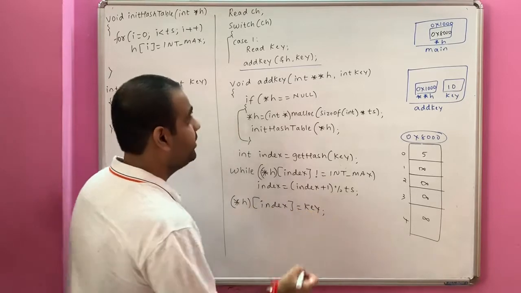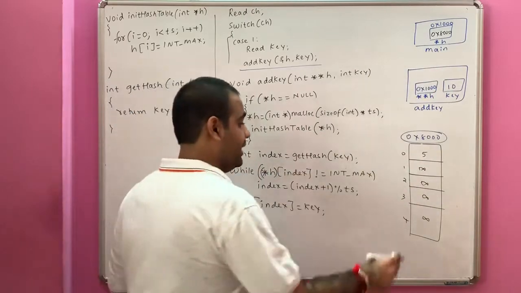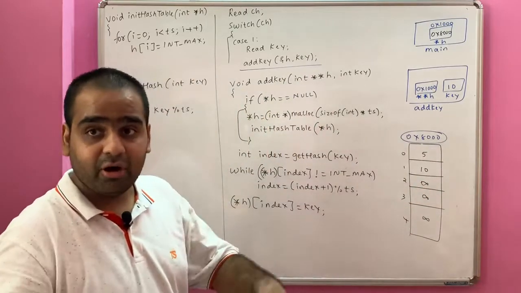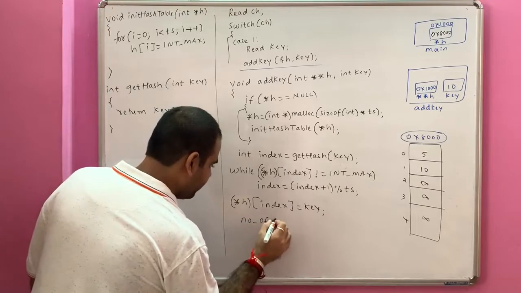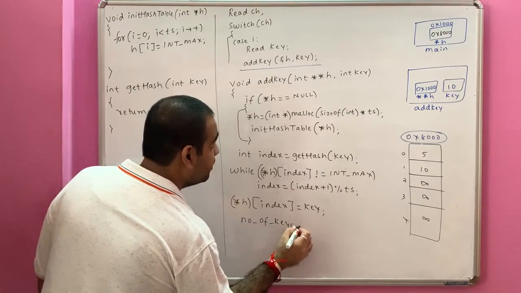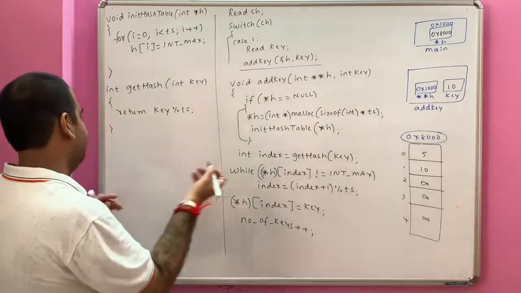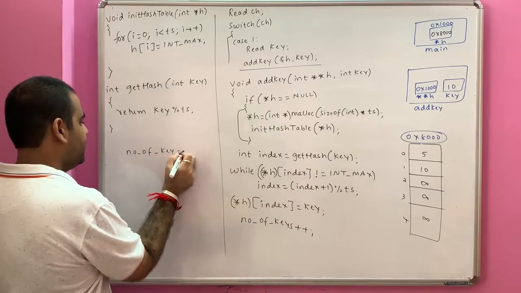Now star h means what? 8000. 8000 of 1 is this and at this place you add key and you add 10. The number of keys will increment right now. Therefore we say number of keys, whatever I have written, plus plus. Now previously the number of keys were 1, assume that now the number of keys will become 2.